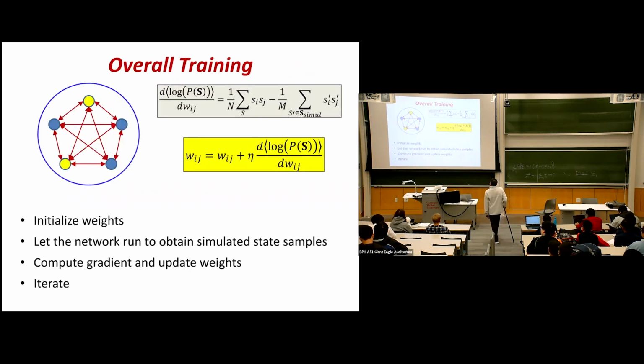So here's what the mechanism would be. I initialize the weights, let the network run to obtain simulated state samples. That's going to give me my gradient, given by the formula on top. I compute my gradient and update my network, right? And if I keep doing this, eventually I'm going to get a network where the probability of my training samples is going to be high, and the probability of samples that look like it, samples from that class, is high, and hopefully the probability of out of sample states is going to be low.